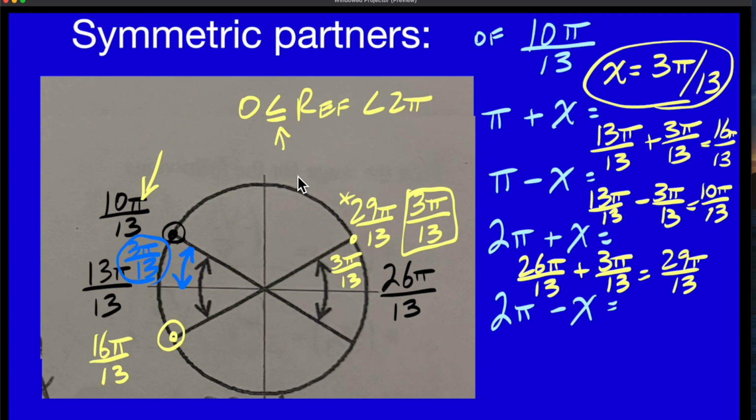Next, we're going to go ahead and do 2 pi minus x. So here, you can see it on the diagram. 2 pi in the world of 13s is 26 pi over 13. We're simply going to subtract 3 pi over 13, and that's going to put us here at 23 pi over 13. Folks, these are our symmetric partners: 23 pi over 13, 3 pi over 13, and 16 pi over 13. And our original value that they asked us to find the symmetric partners of is 10 pi over 13.